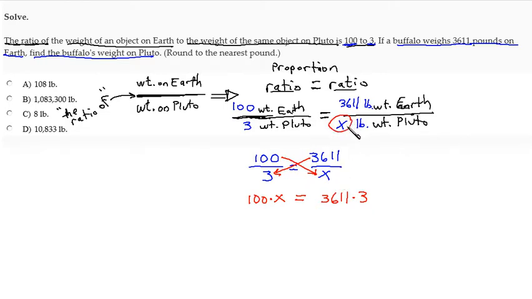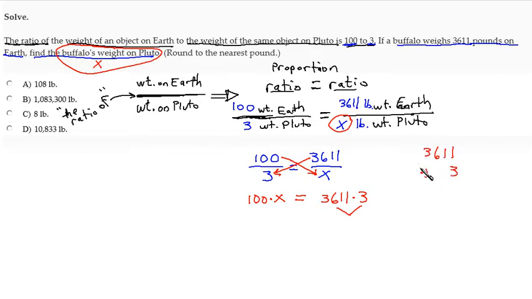That's what this x represents: the weight of the buffalo on Pluto. Find the weight of the buffalo on Pluto. Here's x. We can solve this equation by first multiplying the right side, and we'll do that with long multiplication.